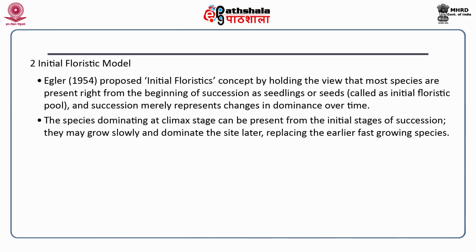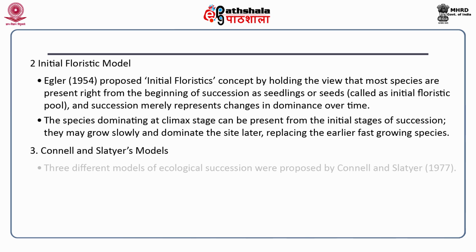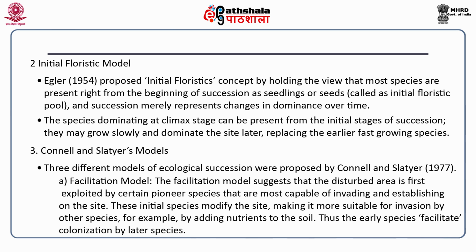Another model of ecological succession is the Connell and Slatyer model. Three different models of ecological succession were proposed by Connell and Slatyer in 1977. Let me discuss them one by one. The first model is the facilitation model. The facilitation model suggests that the disturbed area is first exploited by certain pioneer species that are most capable of invading and establishing on the site.